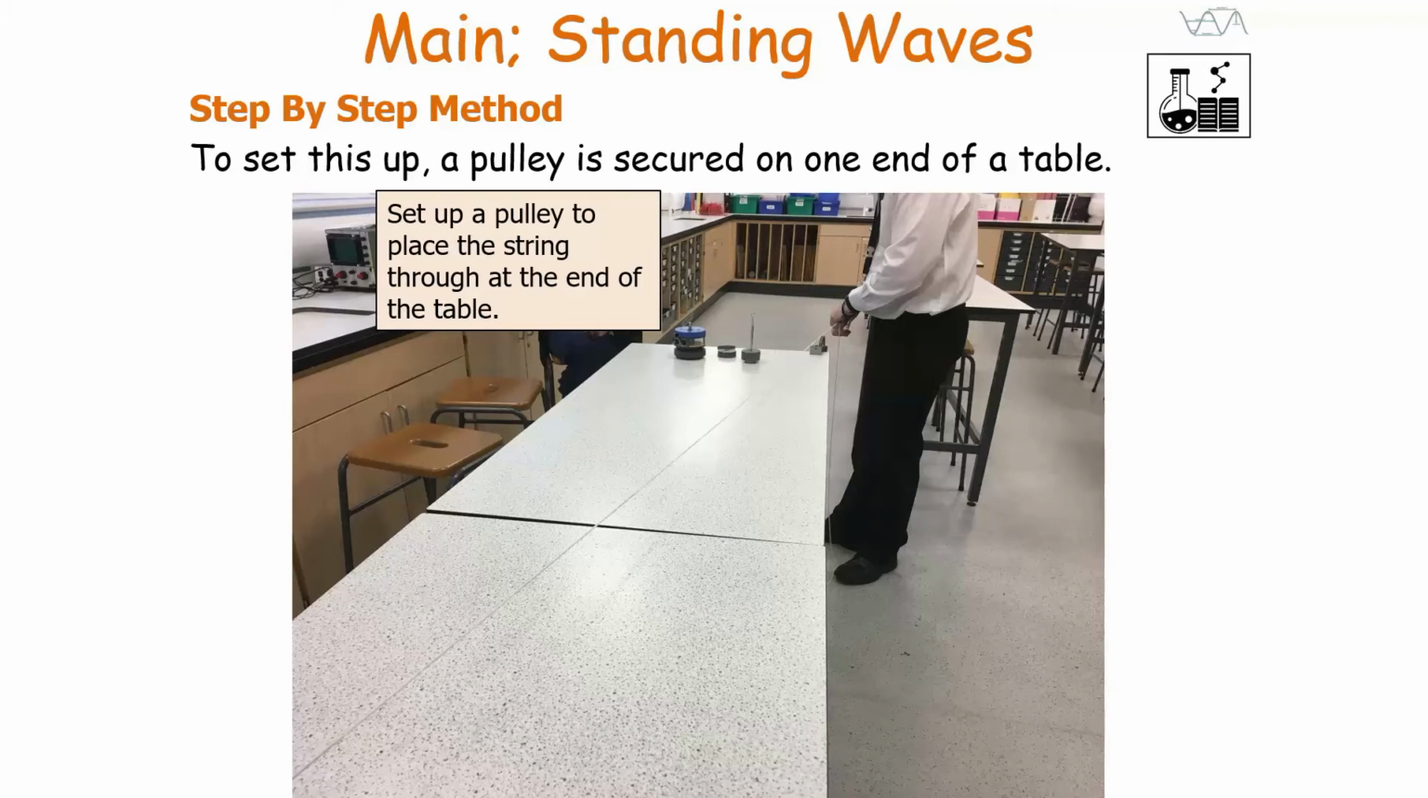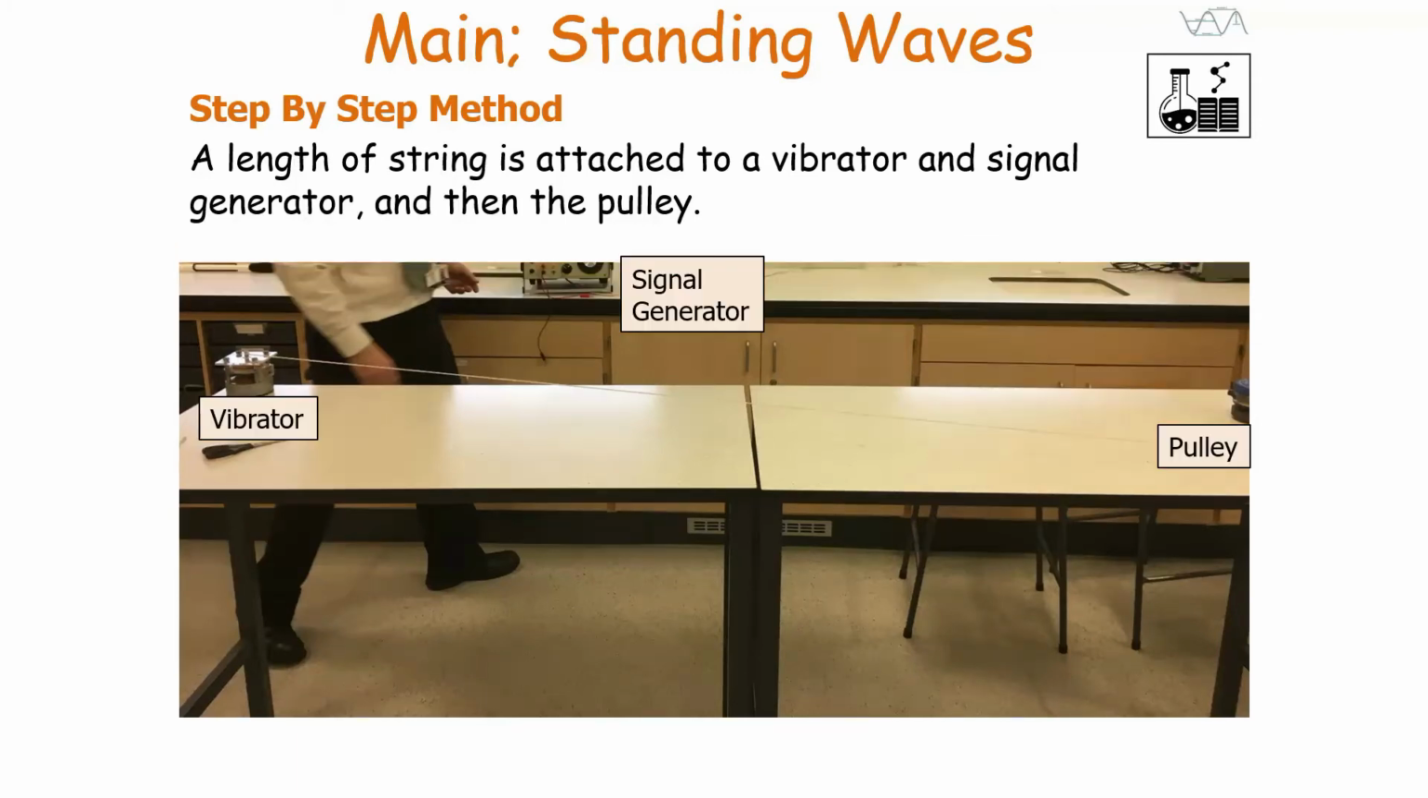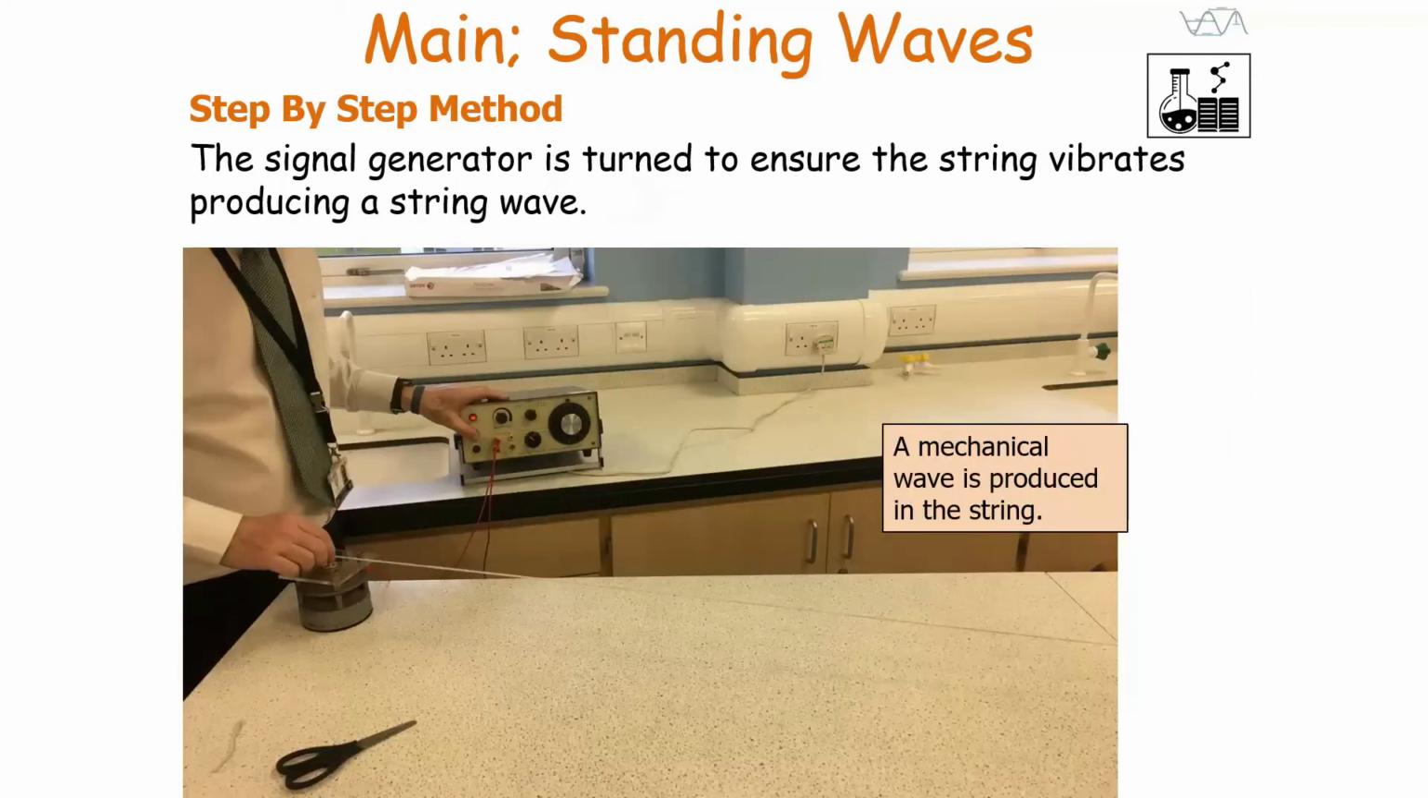So you set a pulley up to place the string through at the end of the table. You would then attach the length of string to a vibrator and a signal generator, and then the pulley as such, like that. So you've got your vibrator, your signal generator and your pulley.